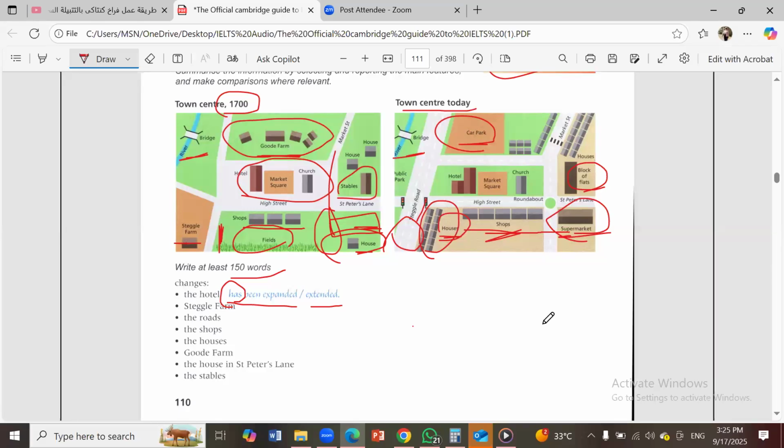I just want you to stick to one tense. If you're gonna use has been or has expanded, the next sentence you must say have been removed, have been replaced. Yeah, I got you. Or was expanded or is expanded. Stick to one tense. This is a part of cohesion and coherence. Don't mix tenses in your essay.